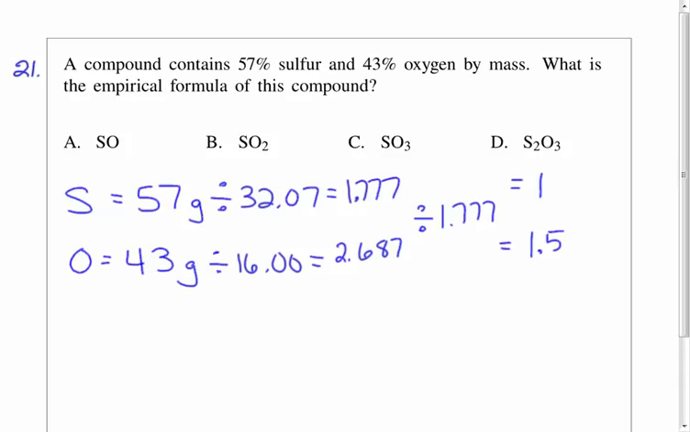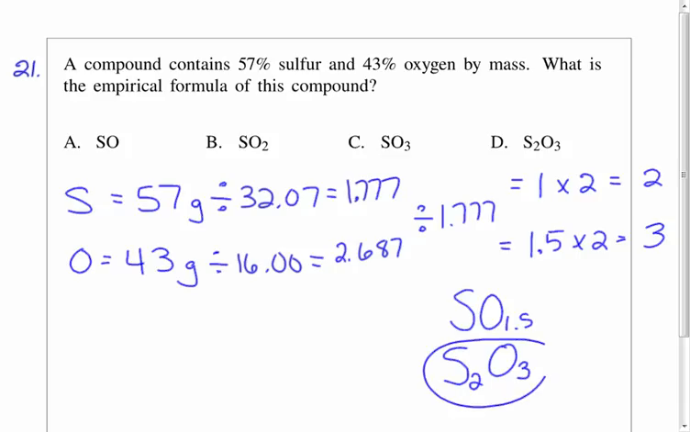So the way that we can take care of that 0.5, because we cannot write SO 1.5, is to multiply by the smallest number possible to get a whole number. So if it ends with 0.5, the smallest number you could multiply to get a whole number would be 2. And just like in algebra, whatever you do to one side of your equation, you have to do to the other. Whatever we multiply one of our elements by, we also have to multiply the other. So we end up with 2 sulfurs and 3 oxygen. So instead of SO 1.5, we multiply each of those by 2, and we get S2O3. So out of our choices, that would be answer D.